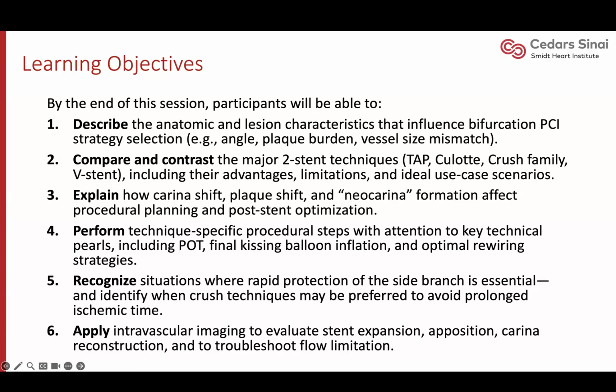By the end of the session, you'll be able to describe the anatomic and lesion characteristics that influence bifurcation PCI strategy selection, compare and contrast the major two-stent techniques such as TAP, Culotte, Crush family, and V-stent, including their advantages, limitations, and ideal use case scenarios.